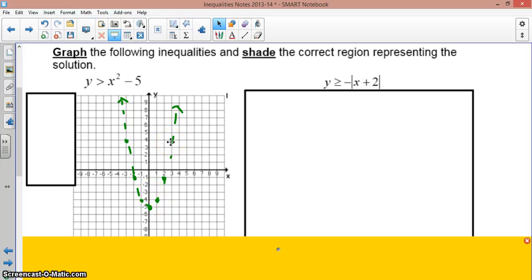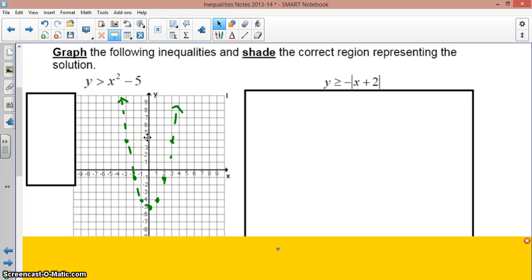So now I do need my shading because it's an inequality. So I can do that again one of two ways. I can use that test point way, or I can use the logic way. If I decide to use the logic way, I want my greater y values to be shaded, because it says y is greater than.